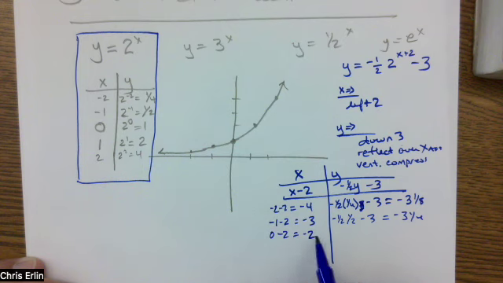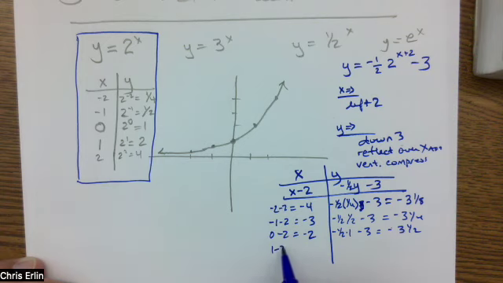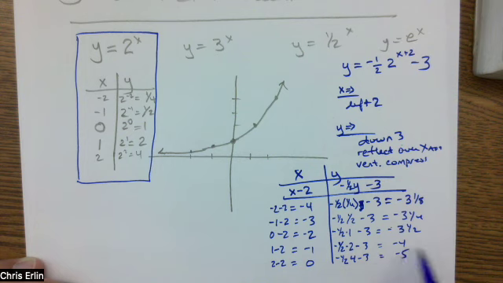0 minus 2 is -2. My corresponding value is 1. -1/2 times 1 minus 3 is going to be -3 1/2. 1 minus 2 is -1. And my y value is -1/2 times 2 minus 3. That's -1 minus 3 is -4. Now we're moving. 2 minus 2 is equal to 0. -1/2 times 4 minus 3, that's -2 minus 3 is -5.